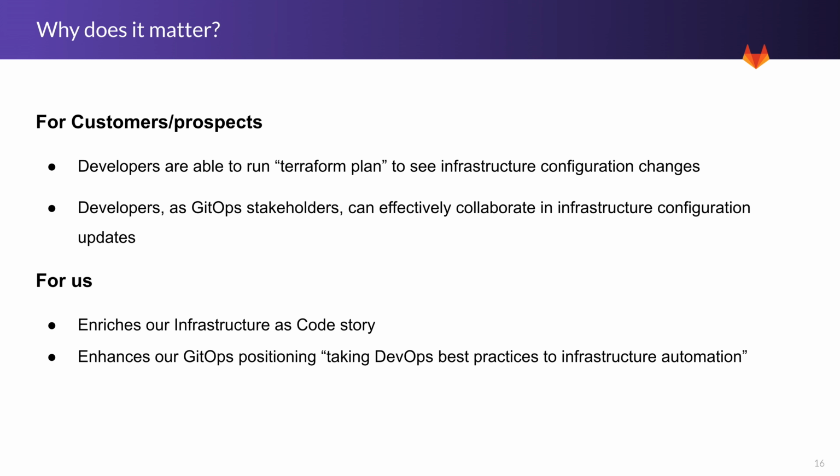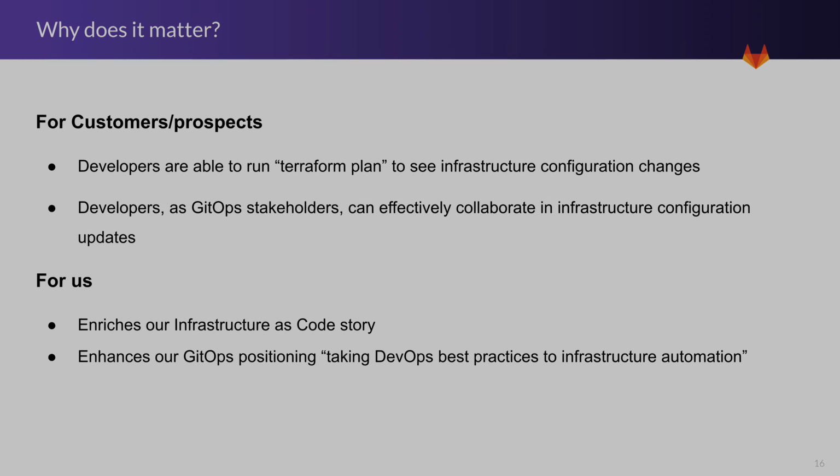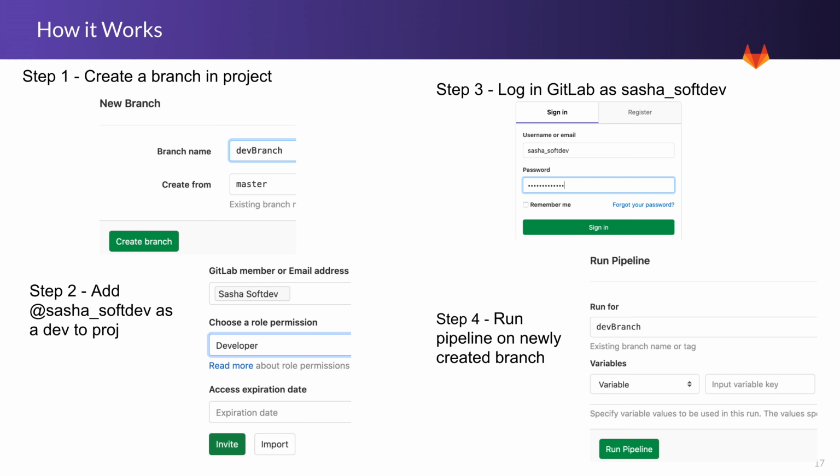Why does it matter? Developers are able to run Terraform plan to see infrastructure configuration changes. Also, developers as GitOps stakeholders can effectively collaborate on infrastructure configuration updates. And for us, it enriches our infrastructure as code story and enhances our GitOps positioning of taking DevOps best practices to infrastructure automation. These are the steps on how it works.